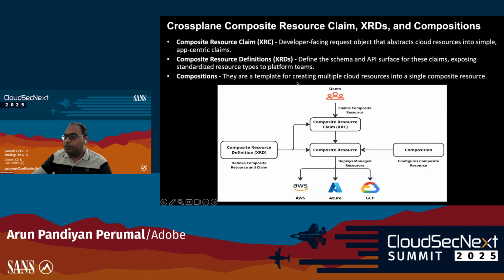This one is for Crossplane composite resource claims, XRDs, and compositions. Under Crossplane, we have these three components. First, the composite resource claim. It is a claim request submitted by the developers or application teams. They don't need to know about the cloud infrastructure. They can simply submit a request, like saying they want to provision a database, or that they need storage. Crossplane then translates that request into code to provision the requested cloud resources.